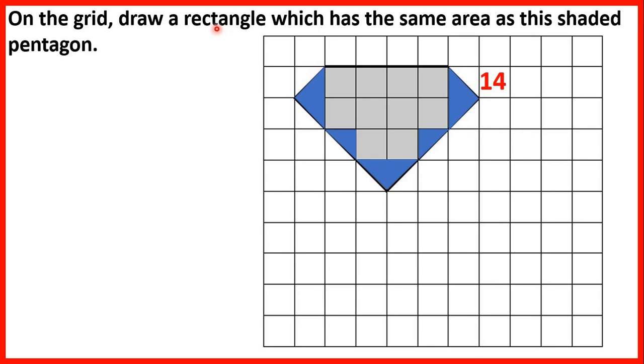Now we need to draw a rectangle. 2 times 7 is 14. So if we draw a rectangle with a width of 2 squares and a length of 7 squares, we'll have 14 squares on the inside, so the same area as the pentagon.